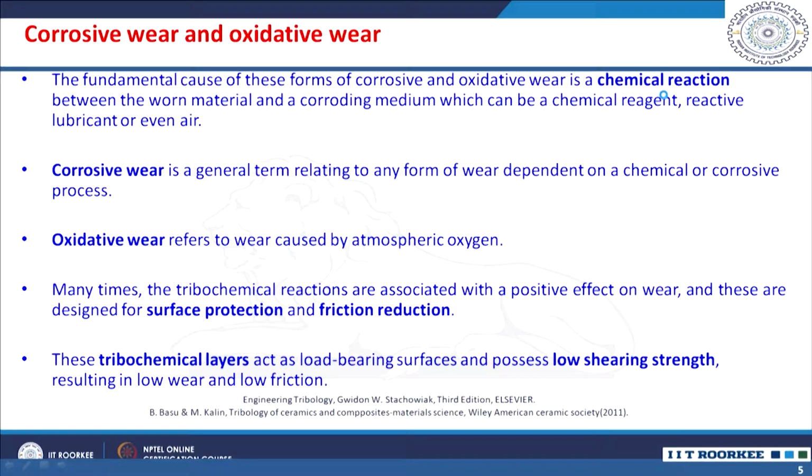Corrosive wear is generally a term relating to any form of wear depending on a chemical or corrosive process. So, you must have a chemical or corrosive process that leads to corrosive wear, whereas oxidative wear refers to wear caused by atmospheric oxygen, right. So, if the wear happens in atmospheric ambient conditions, then we call it oxidative wear. If it happens in chemical or corrosive conditions, we call it corrosive wear.